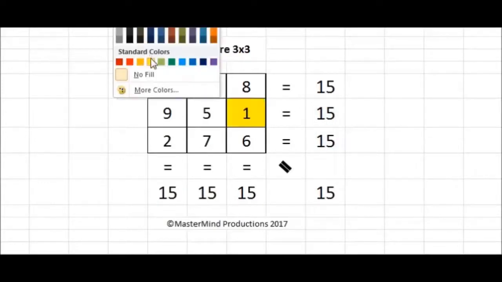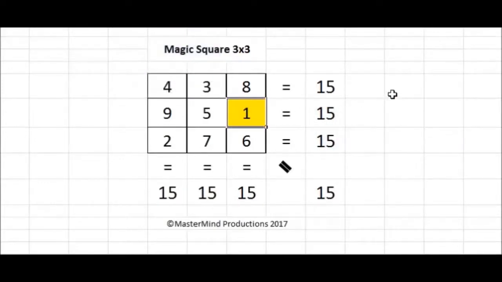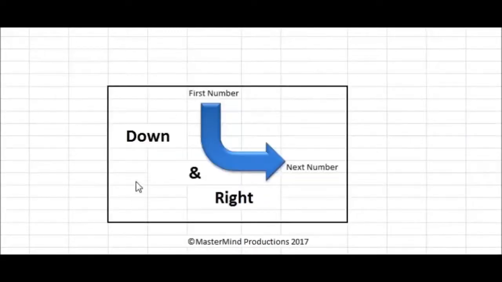Whenever you start creating the magic square, always start with the cell at the middle row of the last column. I have highlighted that cell in yellow. And you just need to follow one simple rule: down and right. Whenever you put one number, the next number will be put at the cell which is down and right of the first one.